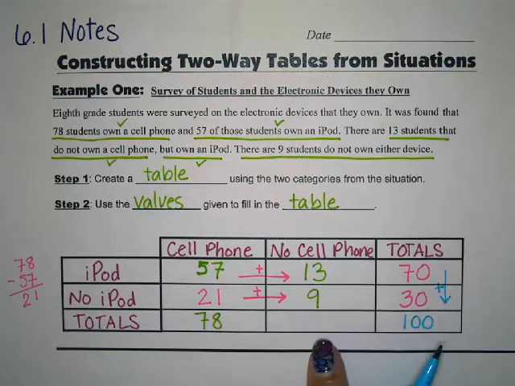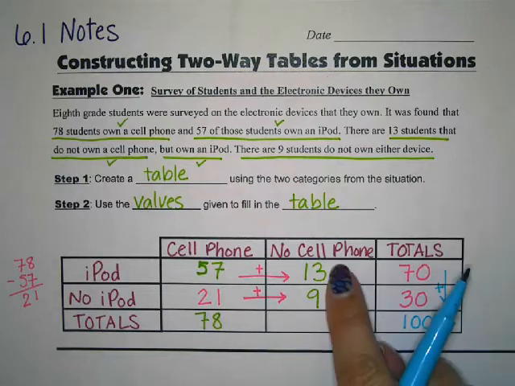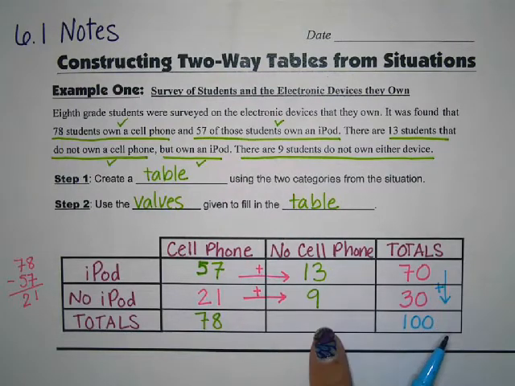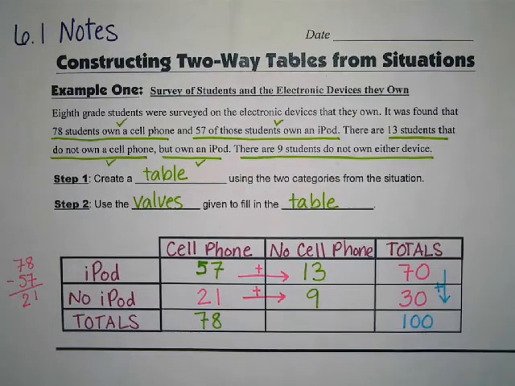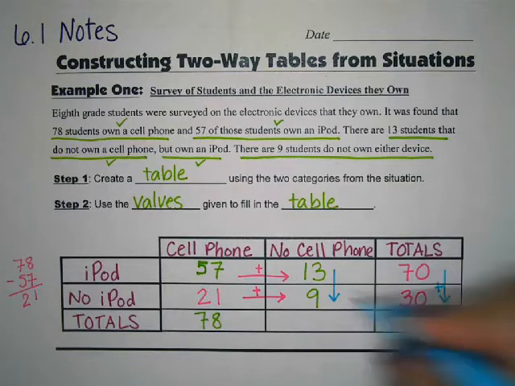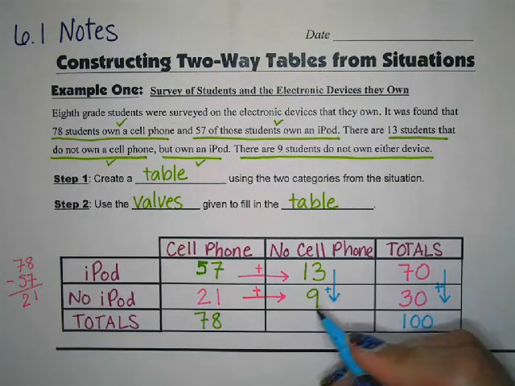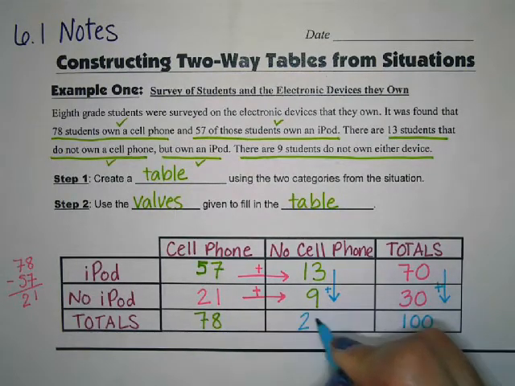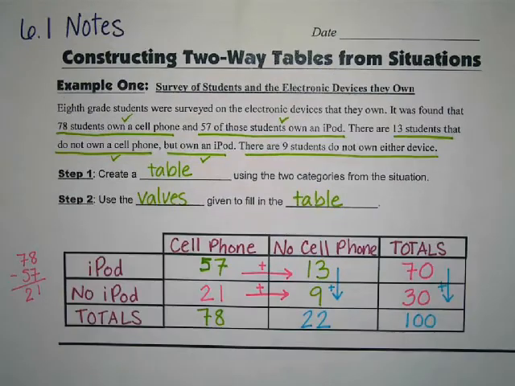And then our missing piece here, we can do it 2 different ways. We can add the 13 plus 9, or we can subtract the 78 from the 100. I'm going to go ahead and just add straight down because that makes it really easy for us. So we end up with 22. So now we have our entire chart filled out. So we're going to go ahead and do the next example.